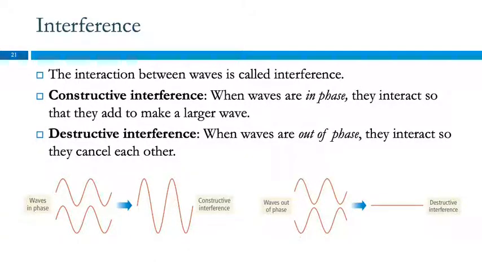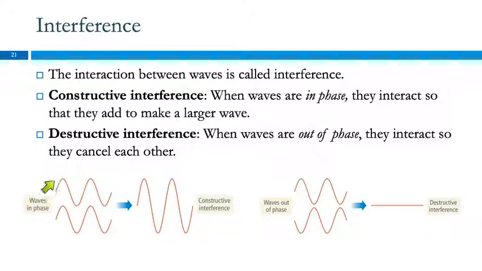So waves can interact with each other, and when the waves are in phase, they make bigger waves. This is called constructive interference. So this is illustrated down here.